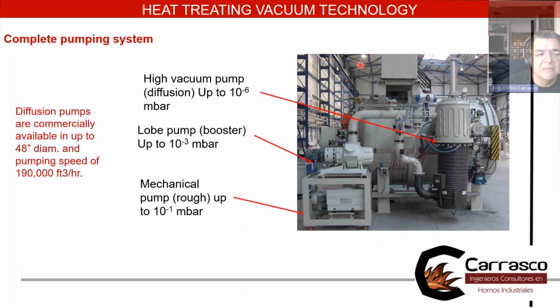They're bigger than this, but the diffusion pumps are commercially available in 40 inches in diameter, and can pump at a speed of 190,000 cubic feet per hour. So they're very, very high. And in evacuating the furnace, they can actually draw molecules from the furnace. If you put a material inside, it will draw the molecules from the load.